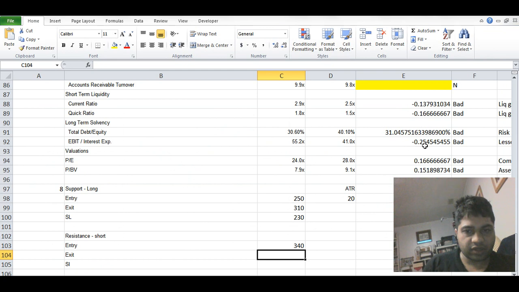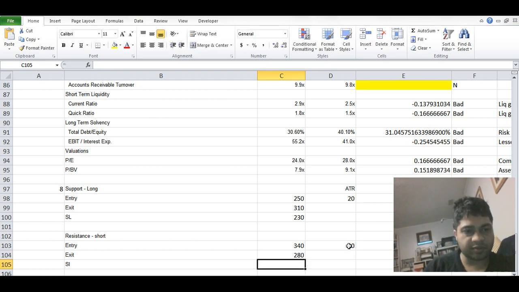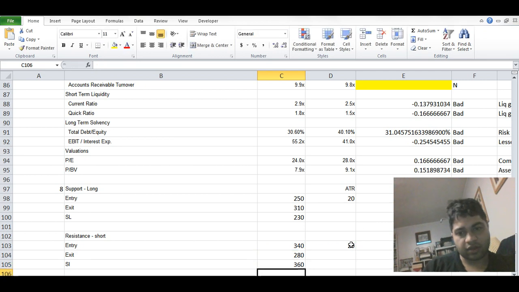Now you are going short. So if the stock goes down, you make money. If the stock goes up, you lose money. So exit will be, ATR is 20. So exit will be 340 minus 3 times ATR. This will be your profit, and stop loss will be 340 plus $20.